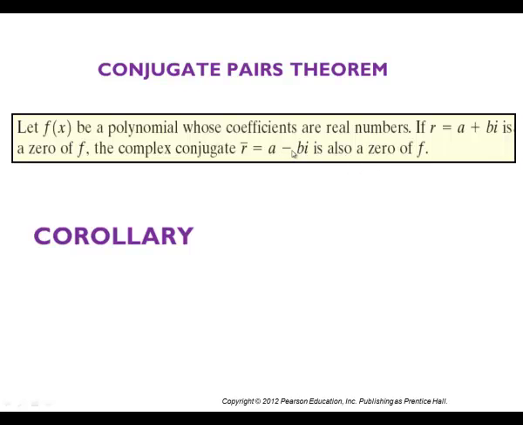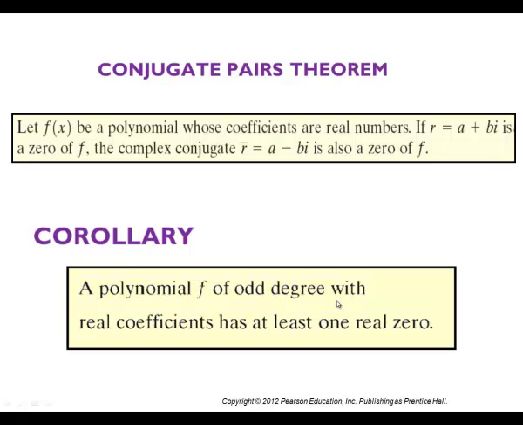So the conjugate has the opposite sign for your middle sign here. Alright, and so if this is a minus bi, then the conjugate would be a plus bi, and so on.